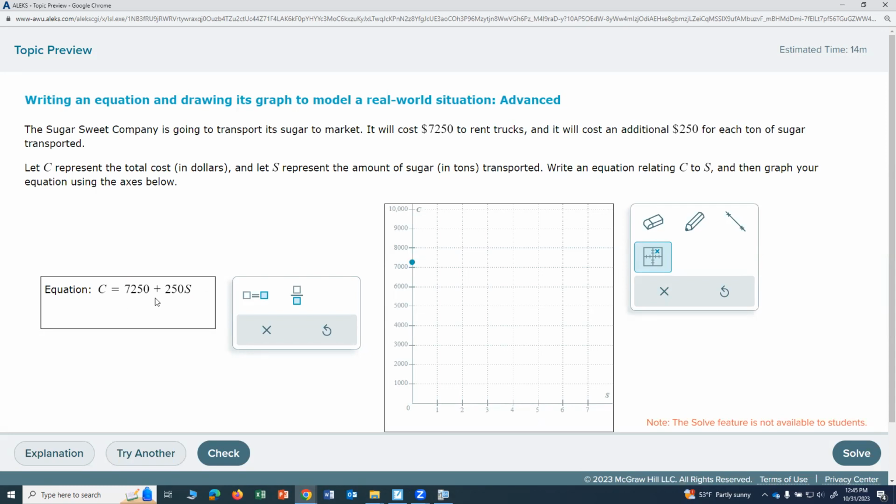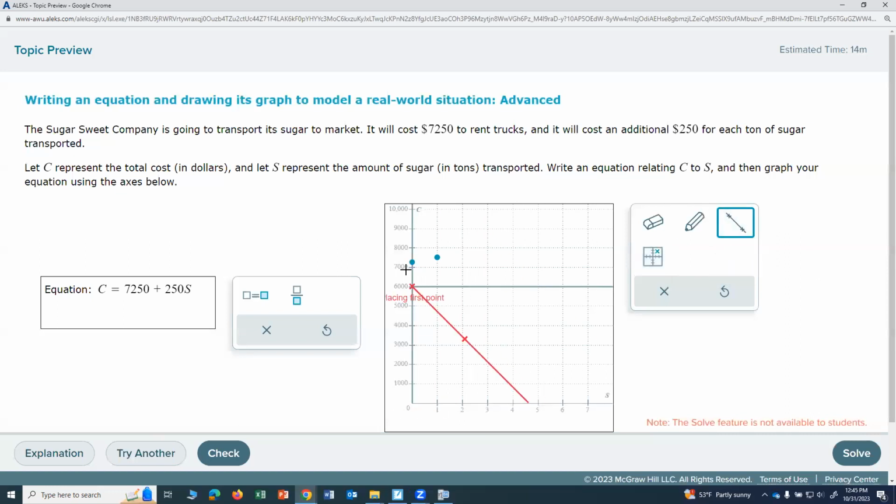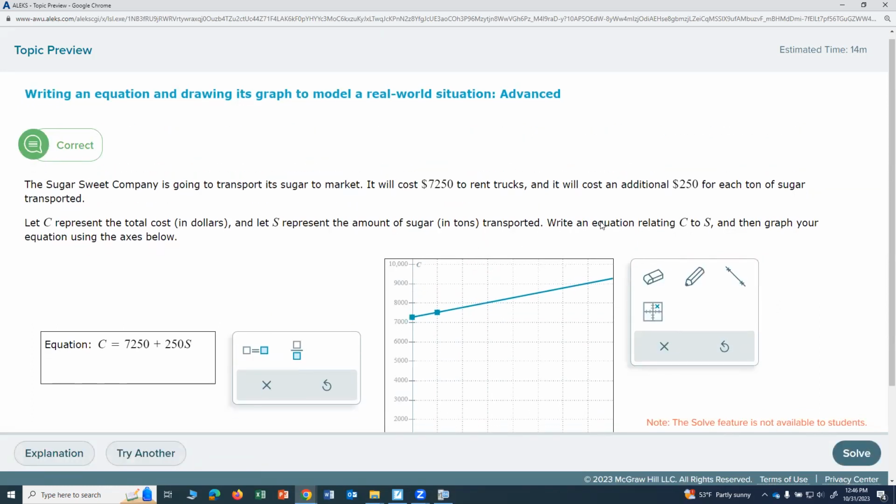Now the second one, I'm going to go ahead and pick a different value for S. So let's say I let S equal 1, then I would get 7,250 plus 250 times 1. So that would give me 7,500. So I'm going to click on plot a point again. I'll put in 1 and 7,500. Now I pick up the line tool and I just want to hover right over those points that I plotted. And that's going to give me my solution, my graph.